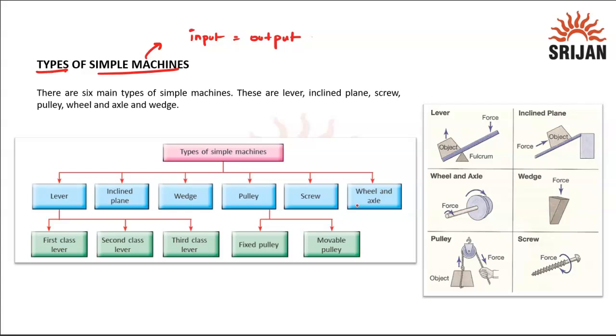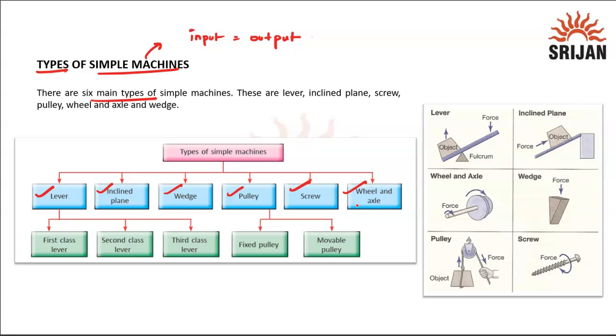And accordingly, we have divided them into different types. There are six main types of simple machines which you can see here. One by one, we will look at them and understand what they are. First of all, the first type is lever. The second type is inclined plane. The third type is wedge. The fourth is pulley. The fifth is screw. And the sixth is wheel and axle.